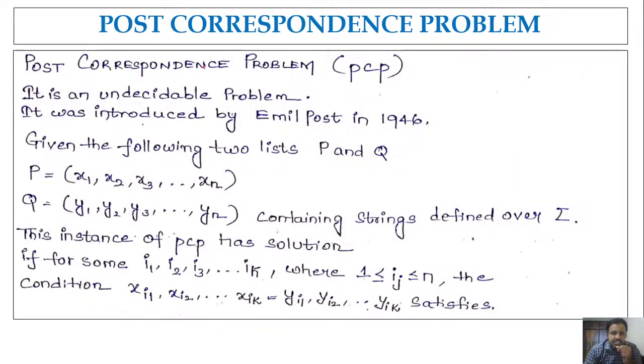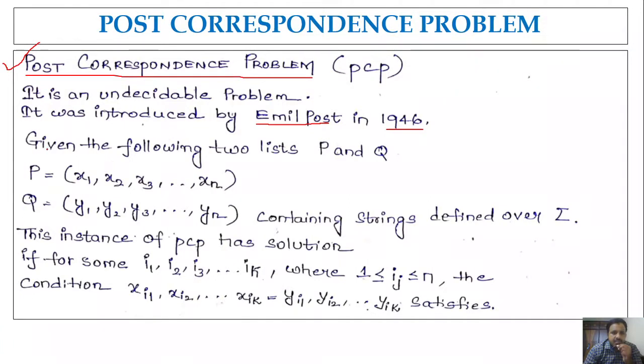The first thing is that it is an undecidable problem. In the previous session we saw what a decidable problem and an undecidable problem are, and we also discussed the halting problem, which also comes into the category of undecidable problems. In today's session, we are discussing another undecidable problem, called the Post Correspondence Problem. This problem was introduced by Emil Post in 1946. Here we will see why this particular problem is considered undecidable.